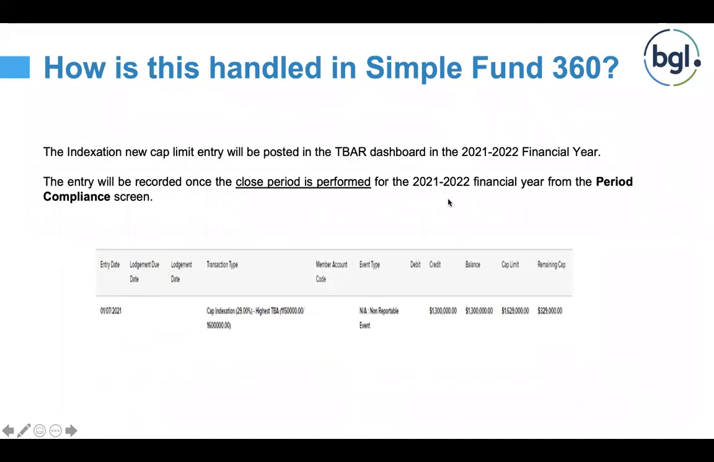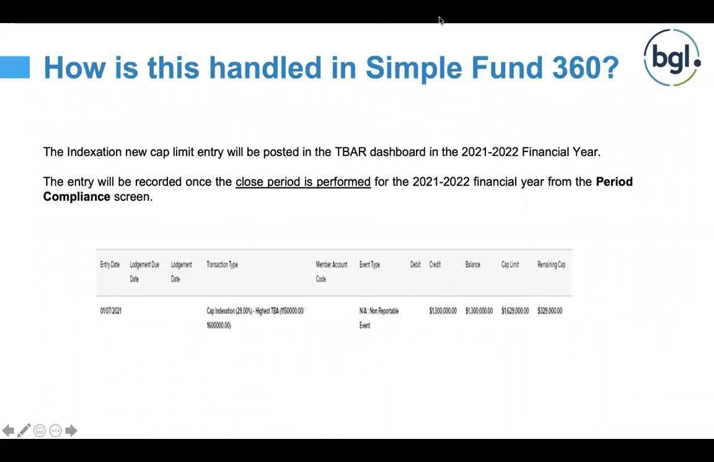Okay. So how is this going to look in Simple Fund 360? In Simple Fund 360, once you start processing the 2022 financial year, you're going to see a new line item in your transfer balance dashboard. This line item is going to be generated as soon as you close the period of the 2021 year and roll over to the 2022 financial year.